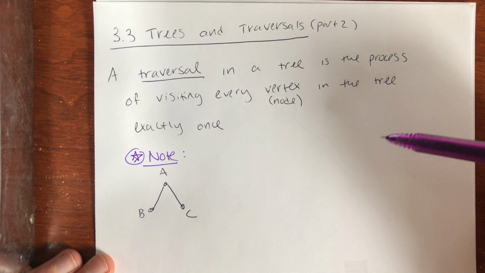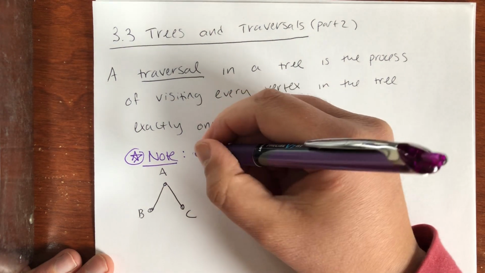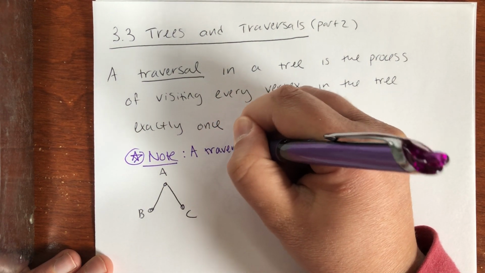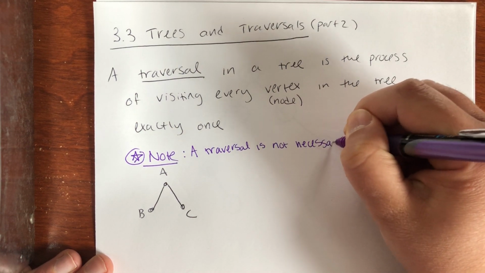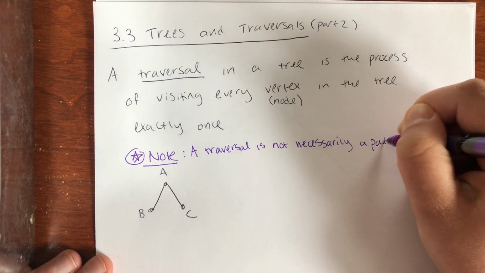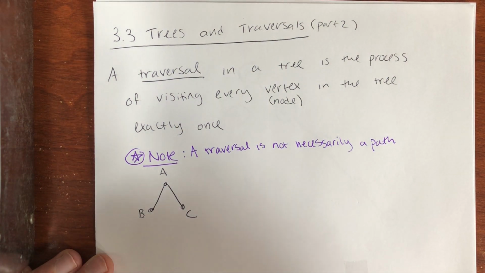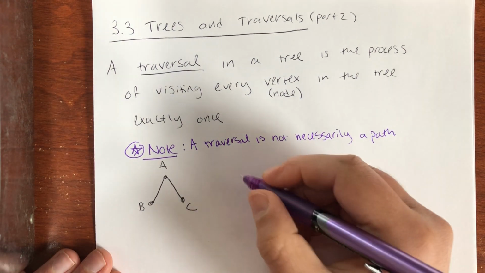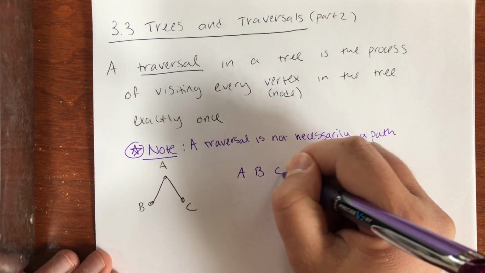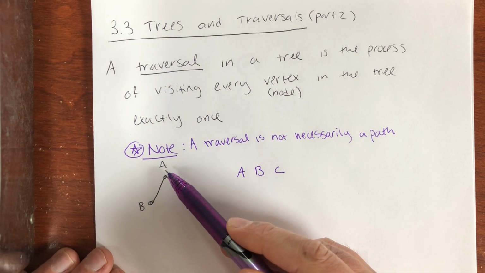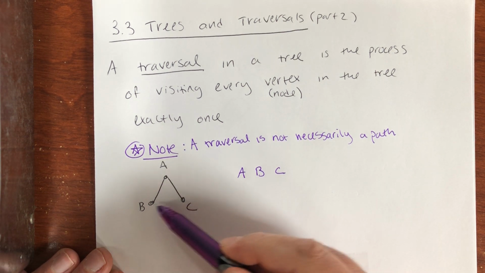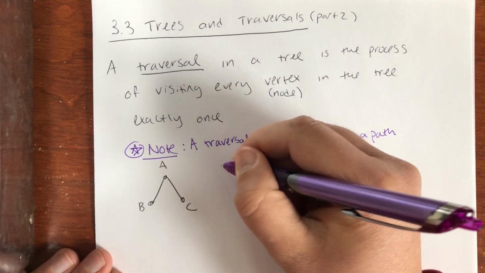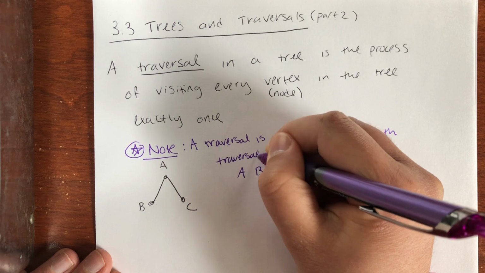But a traversal is different from a path, in that it doesn't even necessarily have to be a path. So a traversal could be a path, but it is not necessarily one. What I mean by that is we don't have to travel along edges in our graph. So a possible traversal of this graph here would be the listing of vertices A, and then B, and then C. It's some process of visiting every single node exactly once, but it's not a path because there's no way to get from B to C. There's no edge connecting B and C. So this is a traversal, but not a path.